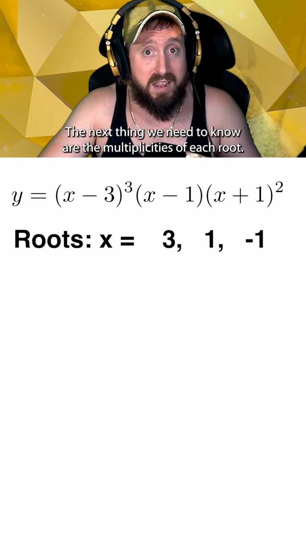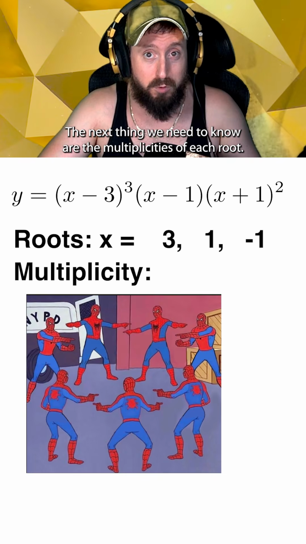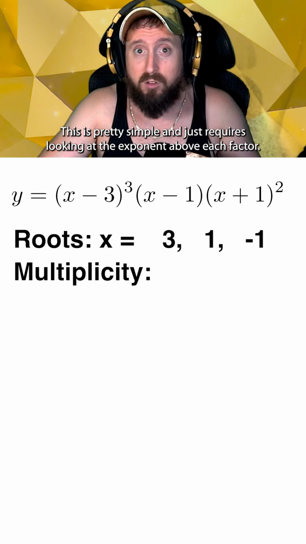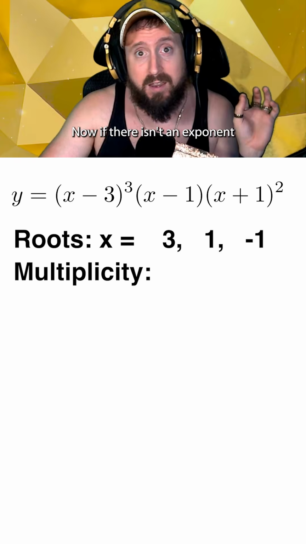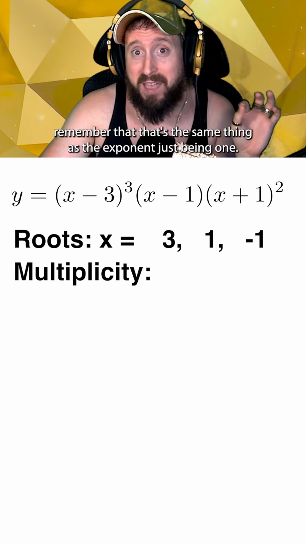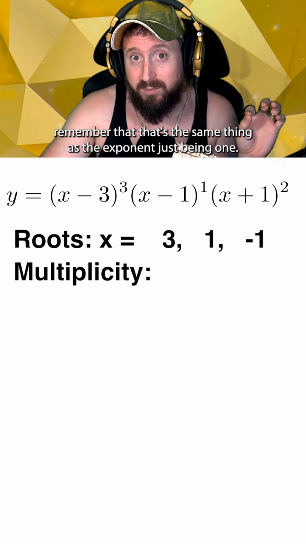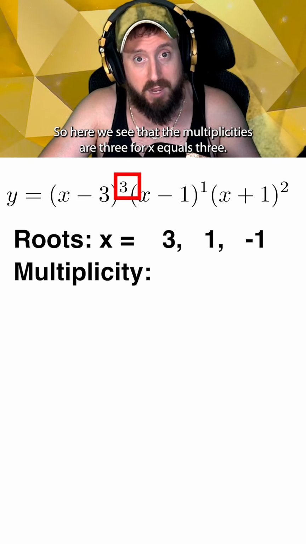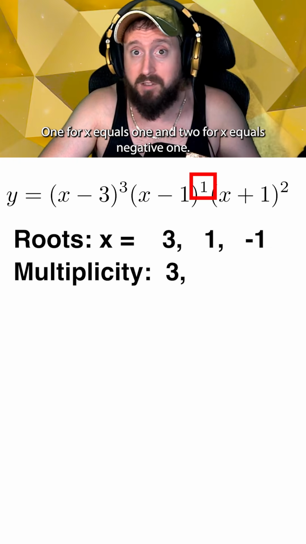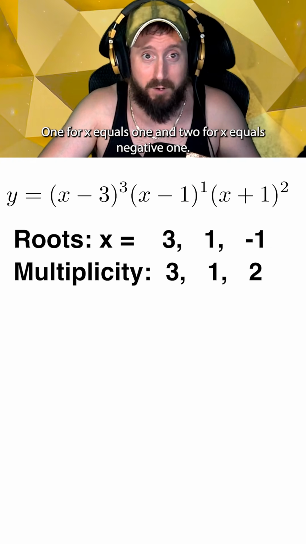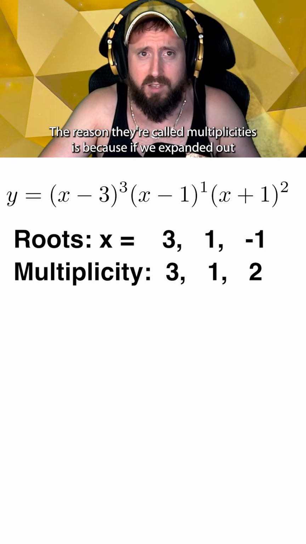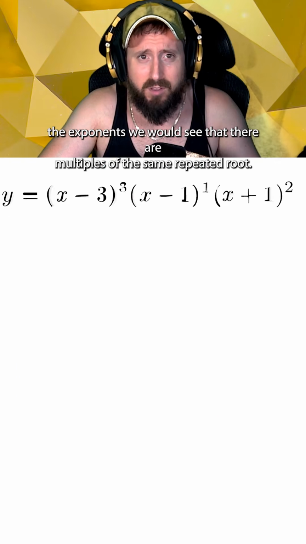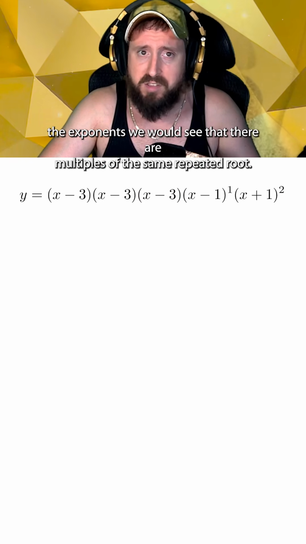The next thing we need to know are the multiplicities of each root. This is pretty simple and just requires looking at the exponent above each factor. Now if there isn't an exponent, remember that that's the same thing as the exponent just being 1. So here we see that the multiplicities are 3 for x equals 3, 1 for x equals 1, and 2 for x equals negative 1. The reason they're called multiplicities is because if we expanded out the exponents, we would see that there are multiples of the same repeated root.